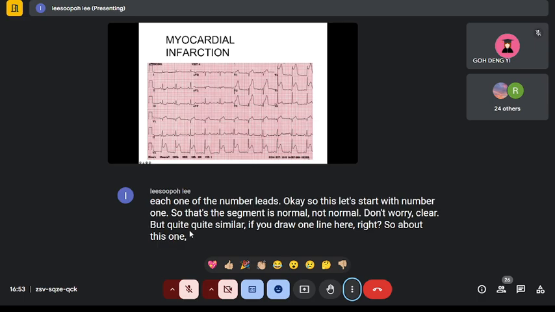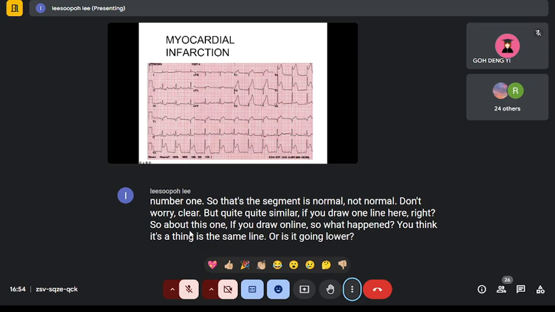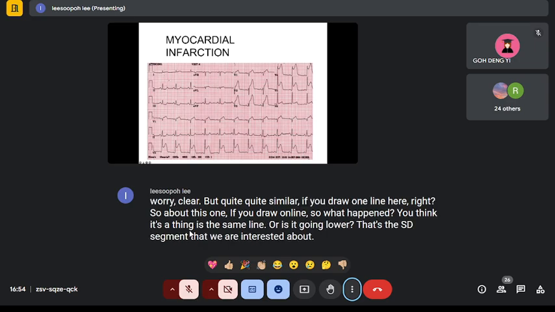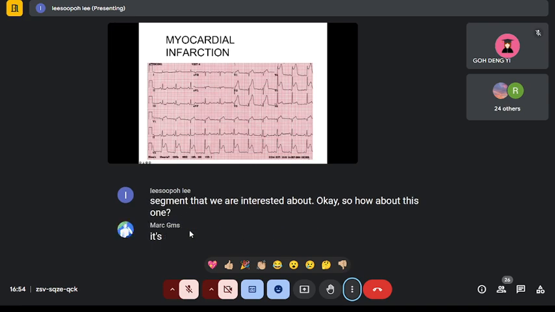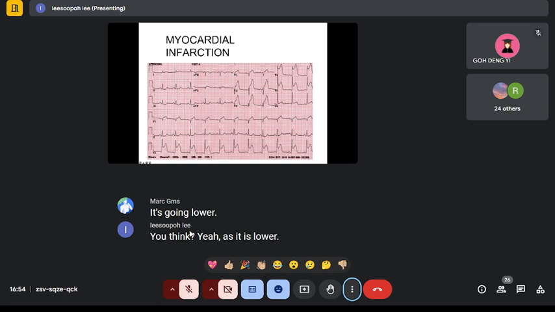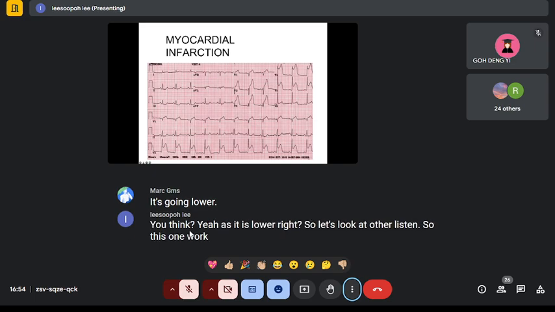How about this one? If you draw one line, what happened? Do you think it's the same line or is it going lower? This is the ST segment that we are interested in. How about this one? It's going lower, yeah, so this is lower, right? So let's look at other leads. This one is not very clear, fine. But let's go to this one.